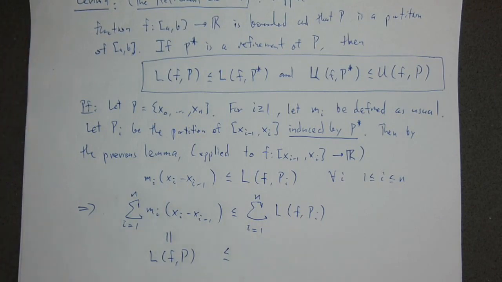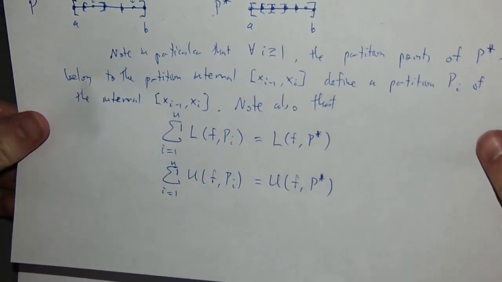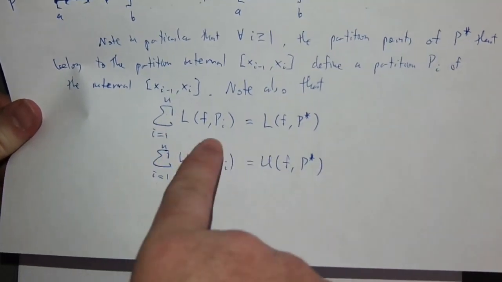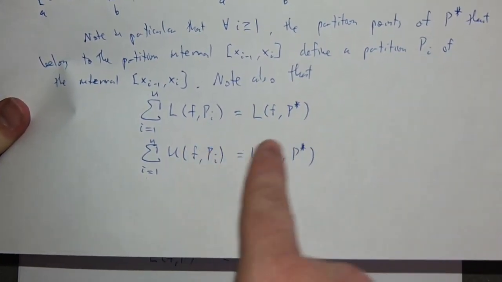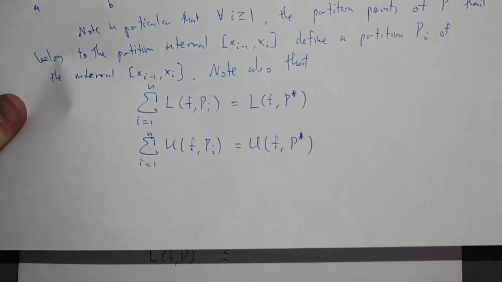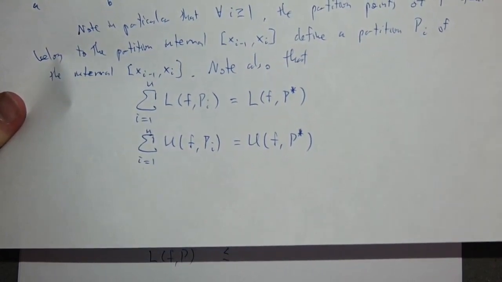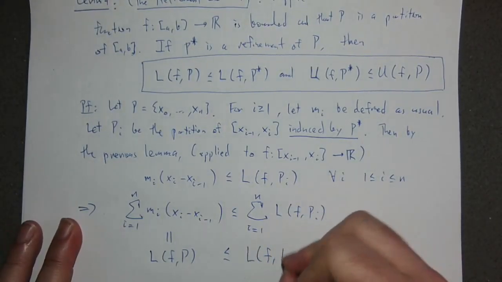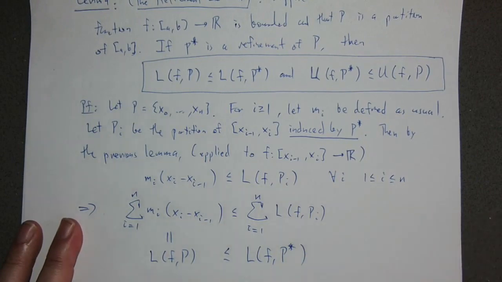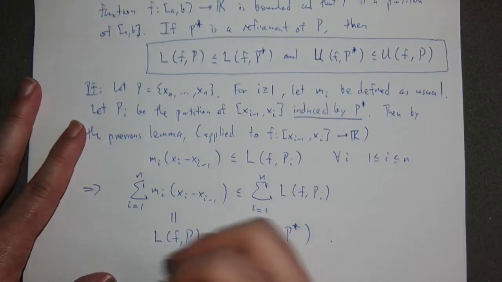Well, without thinking about how these partitions work, you might be a little bit stuck here. But remember, I already smoothed this out for you by saying, note that if you sum the Darboux sums over these partitions that are induced from the refinement, you just get this thing. You get the lower Darboux sum of f relative to the refinement itself. Aha. And we're done. Similar argument for the other direction.